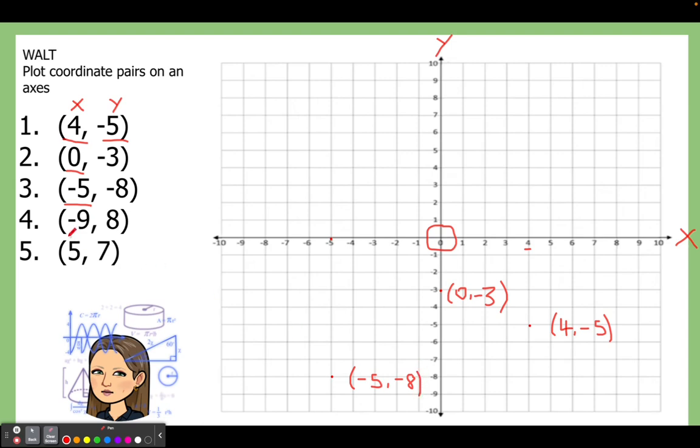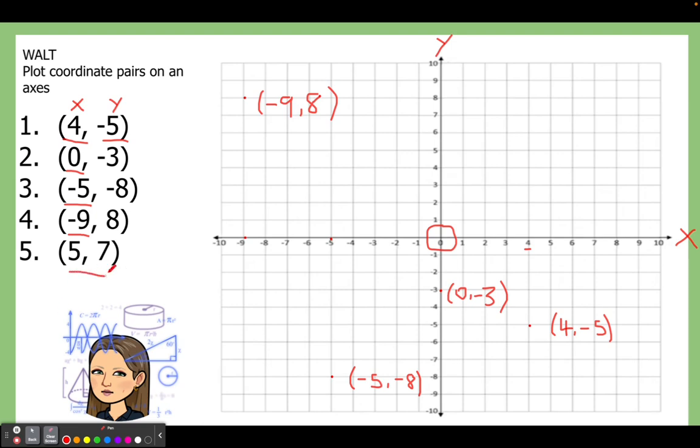All right, now we pop up here, do the same thing. Our x-axis is negative 9, so we start in our middle and we pop sideways to negative 9, and then we're going up 8. We're going up our y-axis to number 8, and we plot where they meet, and then we label that. So we went to negative 9 on our x-axis, and then we went 8 on our y-axis. Perfect.